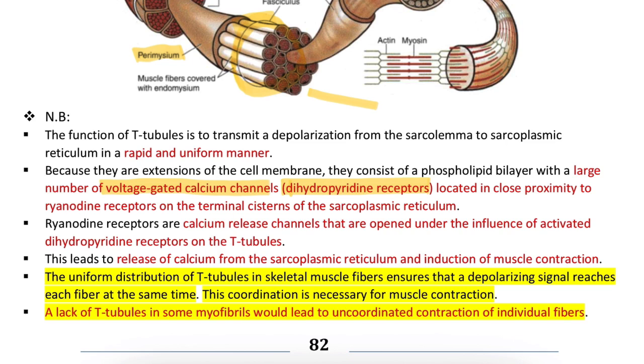For muscle contraction, the calcium binds to troponin, exposing binding sites on actin. The myosin binds to actin, power stroke, contraction. ATP is required for both contraction and relaxation.